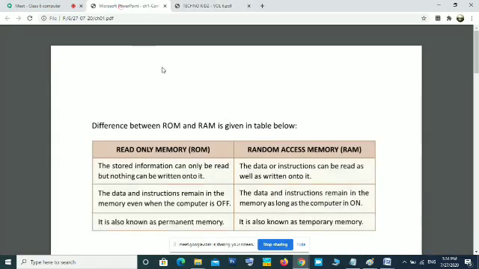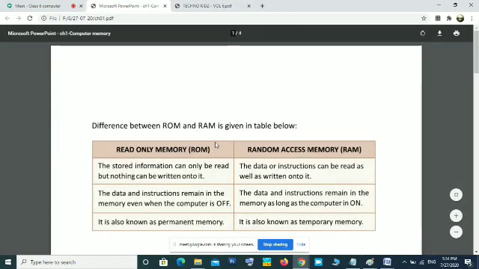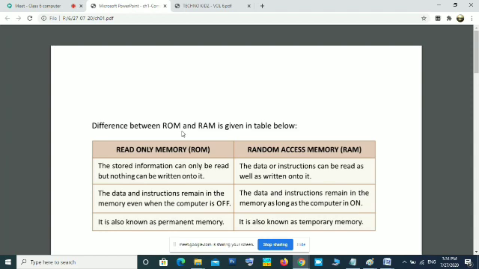Today we are going to learn the difference between RAM and ROM. First we are going to learn the difference between ROM and RAM. We also discussed something about this in the last class.